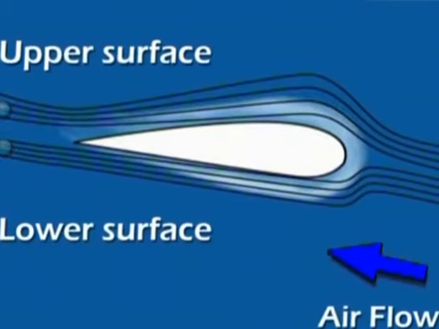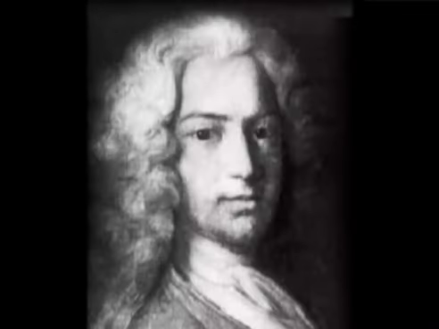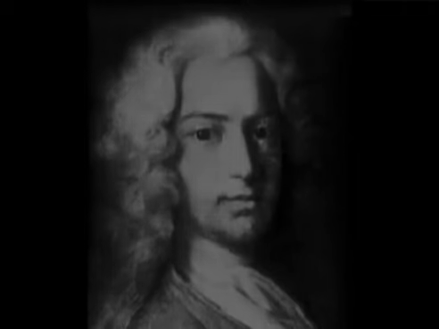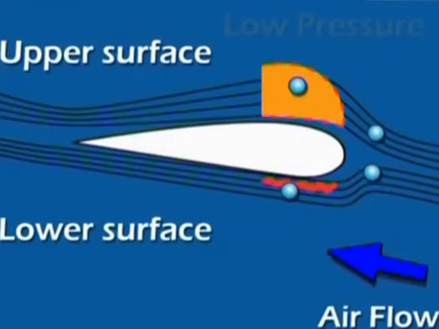Thanks to a principle formulated by Swiss mathematician and physician Bernoulli in 1738, we know that as the speed of a fluid increases, its pressure decreases. In other words, the faster moving air over the upper surface of the profile creates a low pressure zone on top of the wing, which is the source of lift.